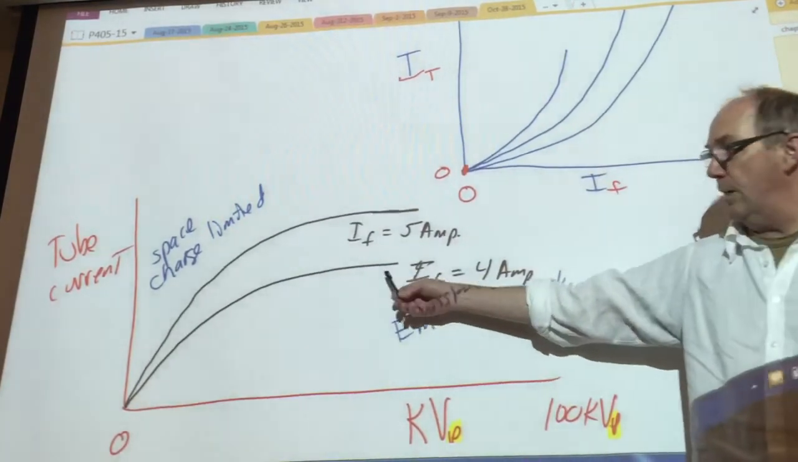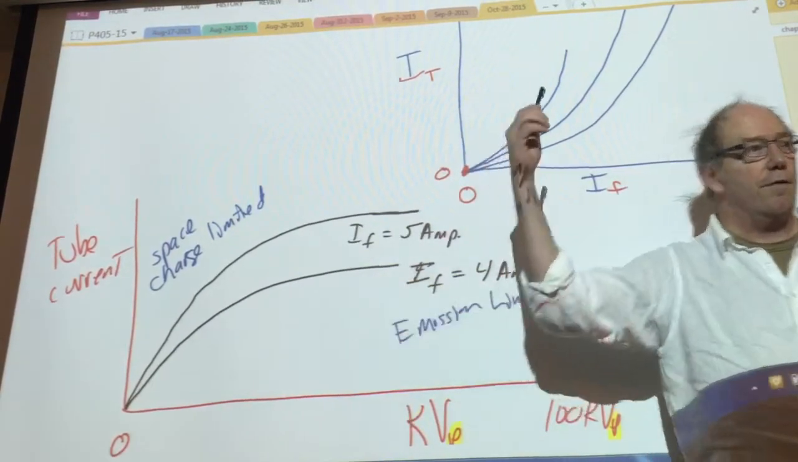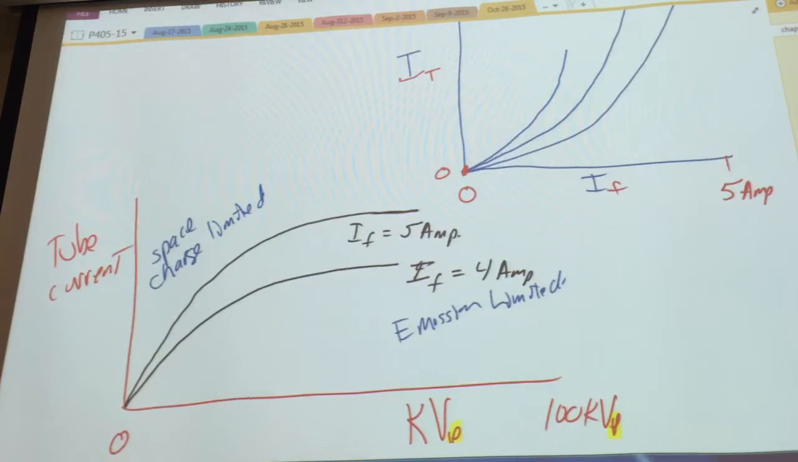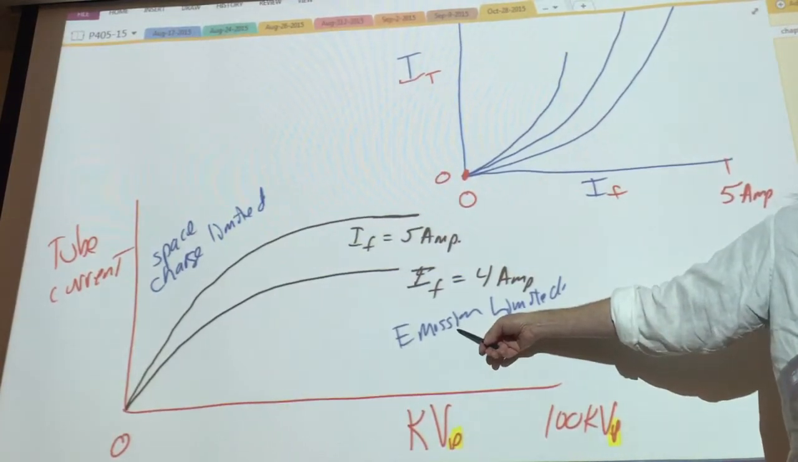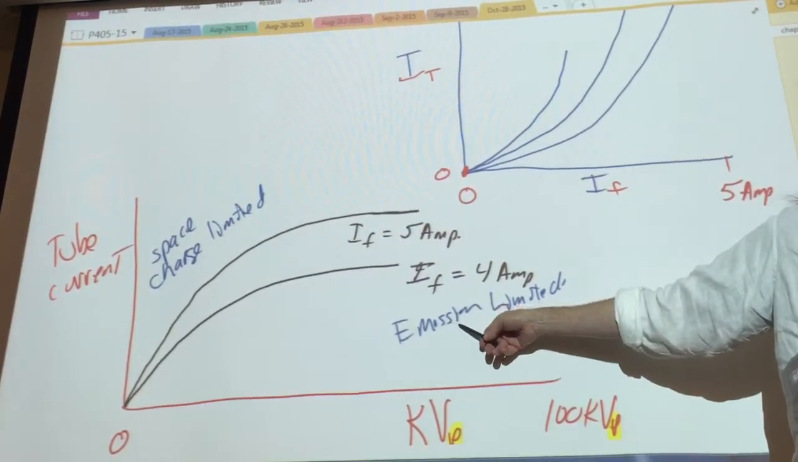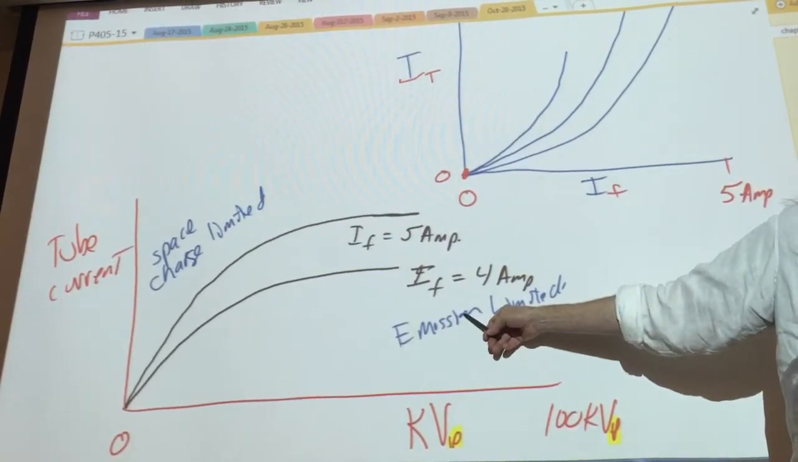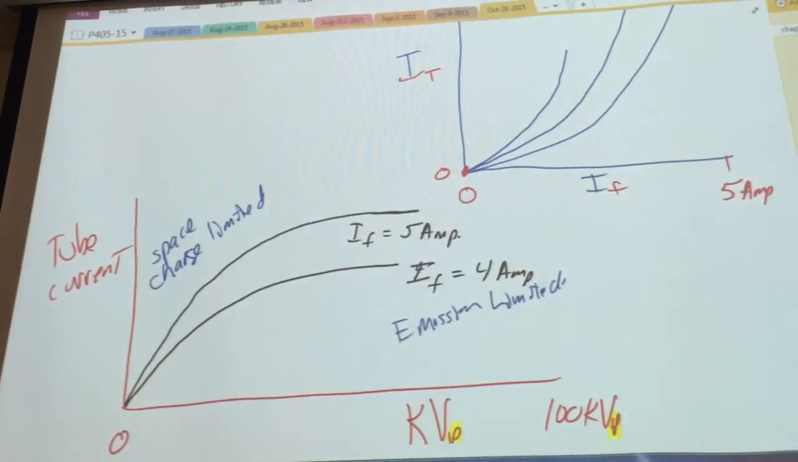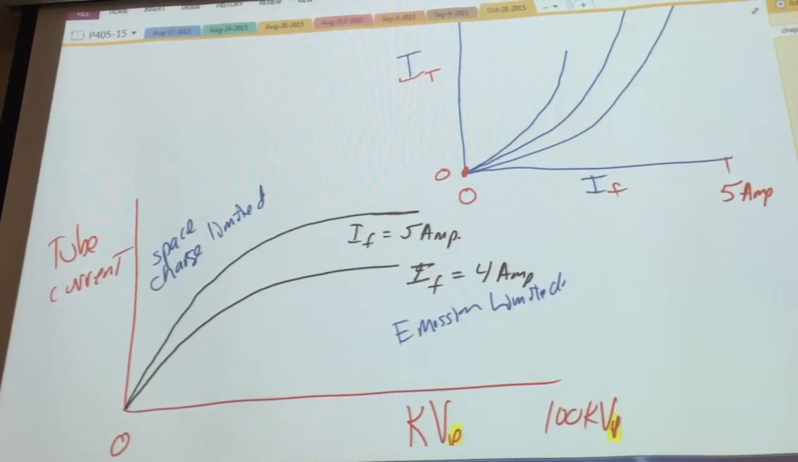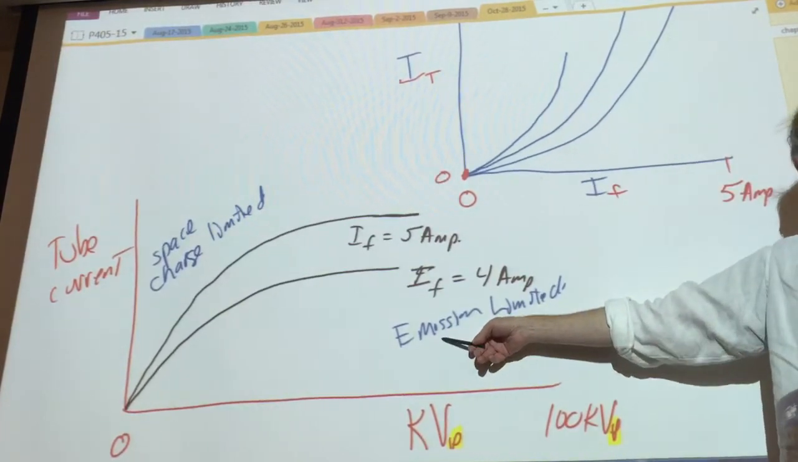So the way to think about what's happening here is that the electrons, as soon as they come off of that filament, are just accelerated and they're out of the way. And what we are limited by is the emission of electrons from the filament. So if we're in the emission limited region, the only way to get more electrons from the filament is to increase the filament current. That's why I said the emission limited region is more or less easy to understand, because we're limited by the emission of the electrons from the filament.